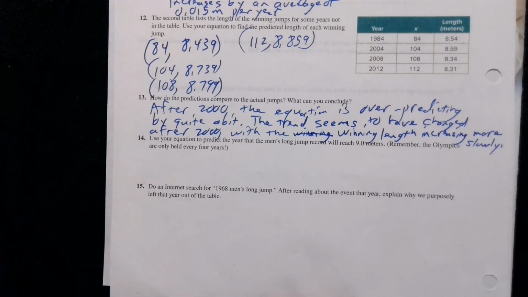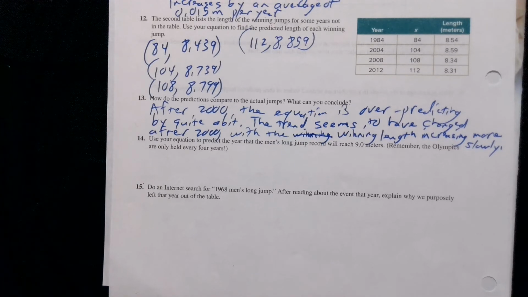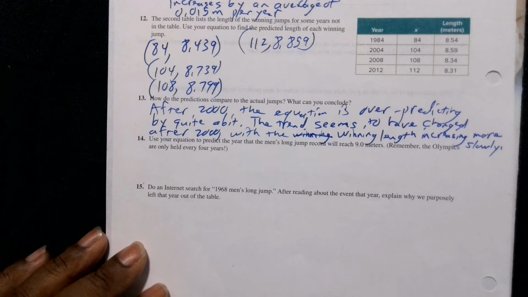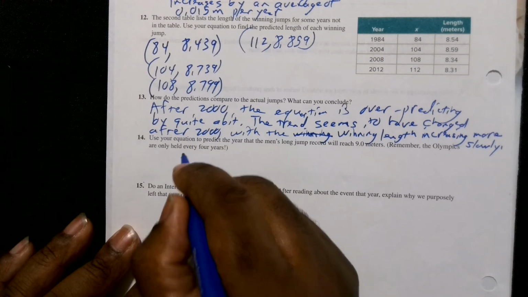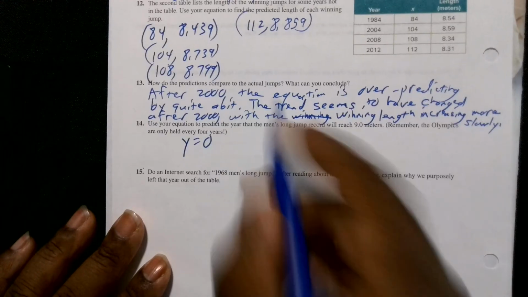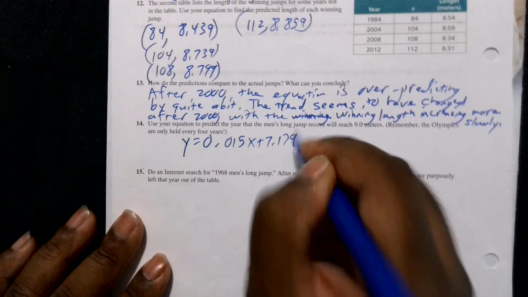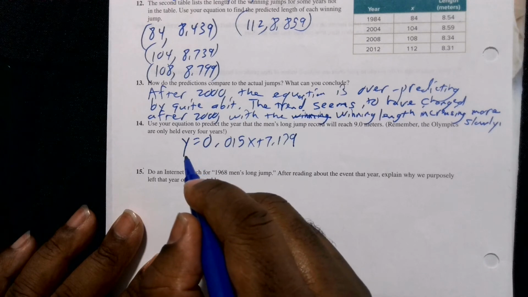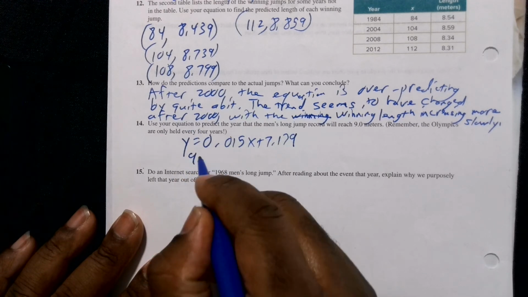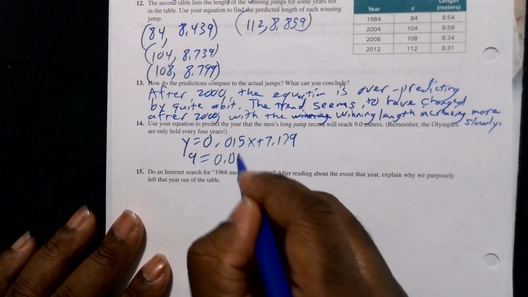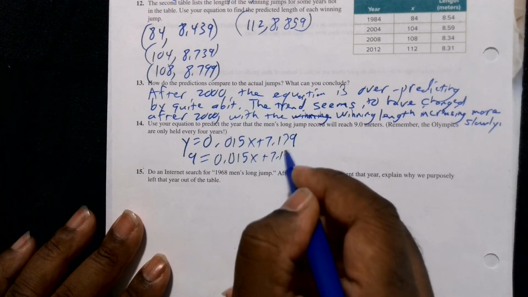Okay, now with problem 14, it says use your equation to predict the year that the men's long jump record will reach 9.0 meters. Remember, the Olympics are only held every 4 years. So we will have our equation, y equals 0.015x plus 7.179. So we will substitute in 9 for y. 9 is equal to 0.015x plus 7.179.